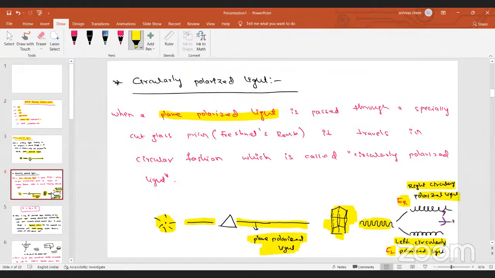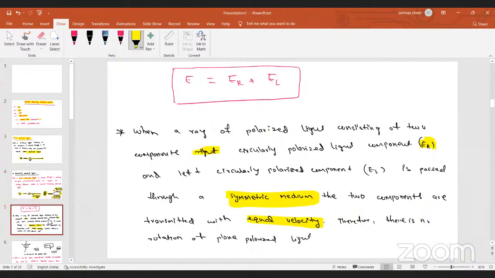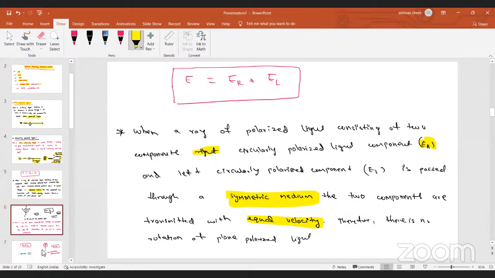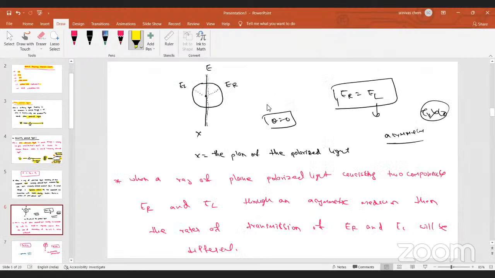When the right and left circularly polarized components, ER and EL, pass through a symmetric medium, the two components are transmitted with equal velocity. So there is no rotation of plane polarized light. The net rotation is 0, that is theta equals 0, which means optically inactive. In a symmetric medium, ER equals EL.